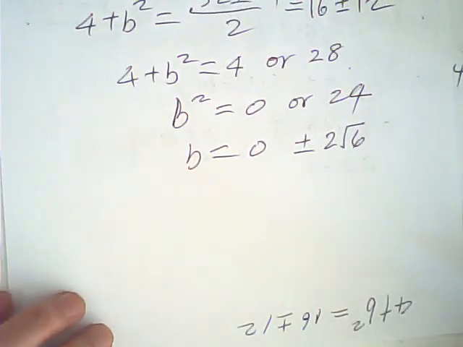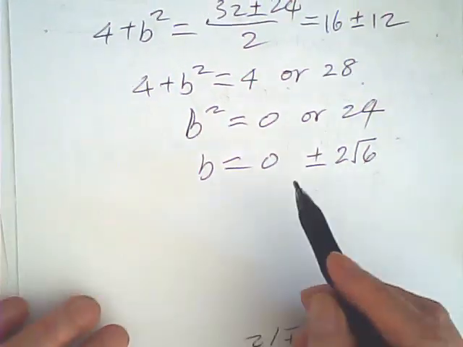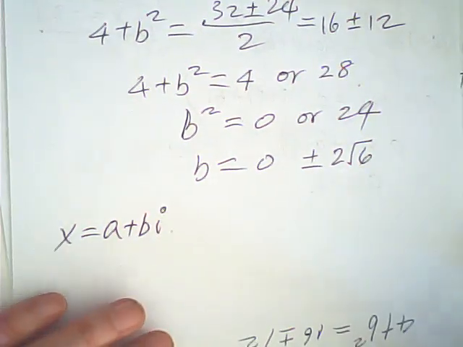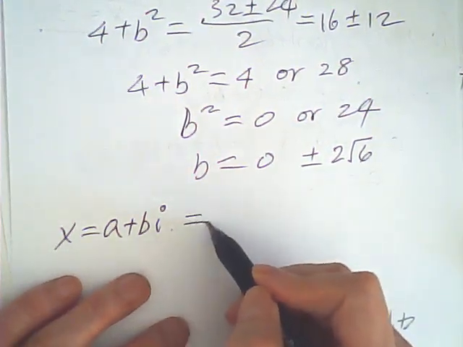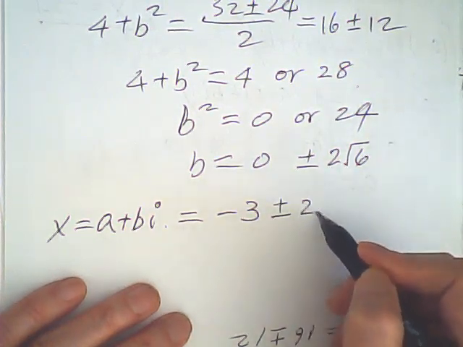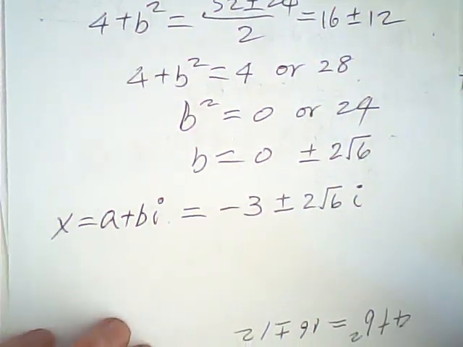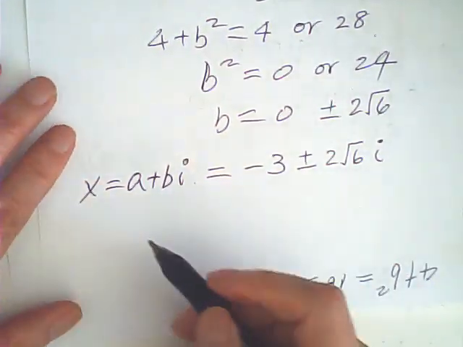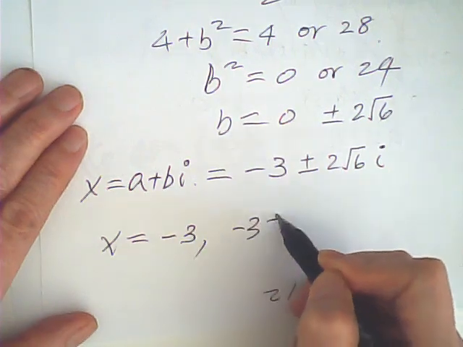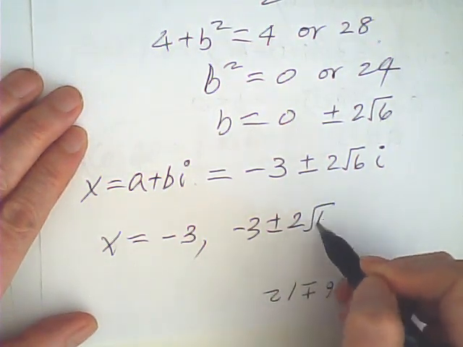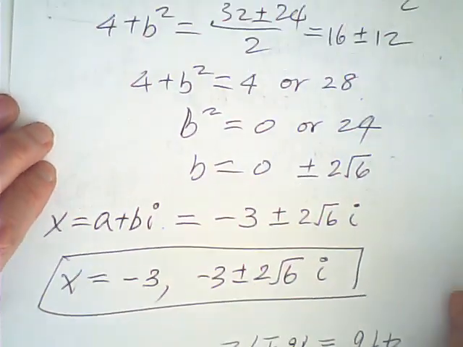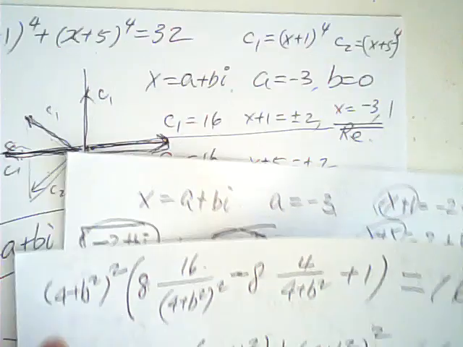Ah, I found b. So x is equal to a plus bi, right? So this is equal to, I know, minus 3 plus or minus 2 root 6 i. And plus the previous case, so x equal to minus 3 plus or minus 2 root 6 i. So these are the solutions to this equation in the beginning.